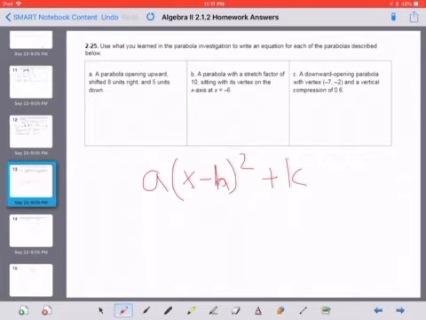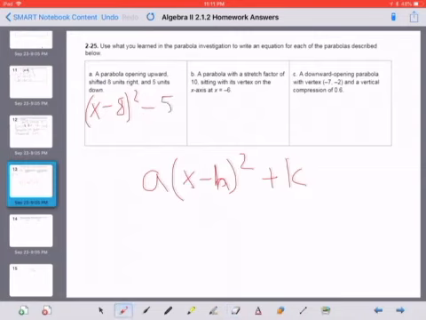So it says a parabola opening upward. It doesn't tell me anything about my stretch factor. So a is actually going to be 1. Shifted 8 units to the right and 5 units down. So when I do this, I want to be able to move 8 right. So I want to make it a minus 8 so that in my vertex it's positive 8 squared, and then 5 down is going to make it a negative 5.